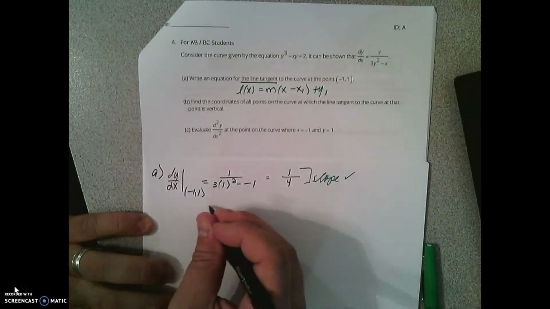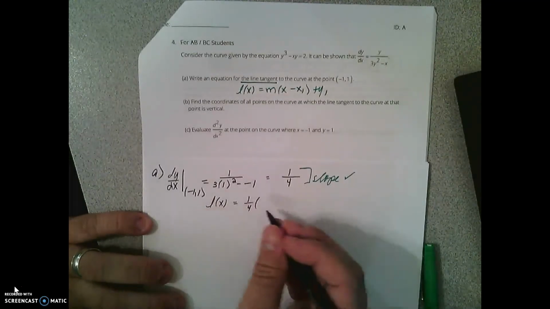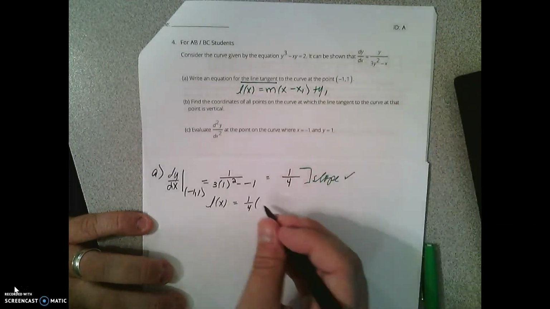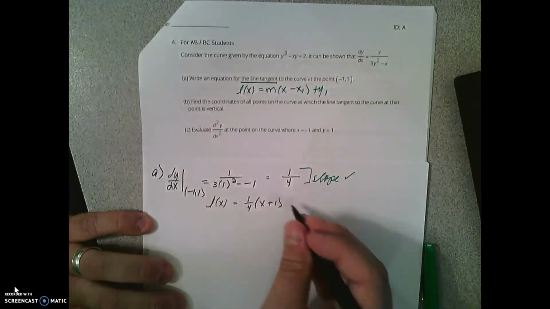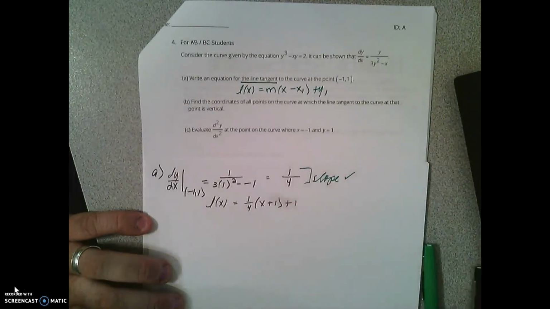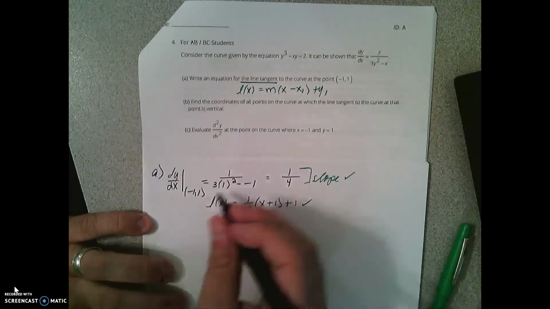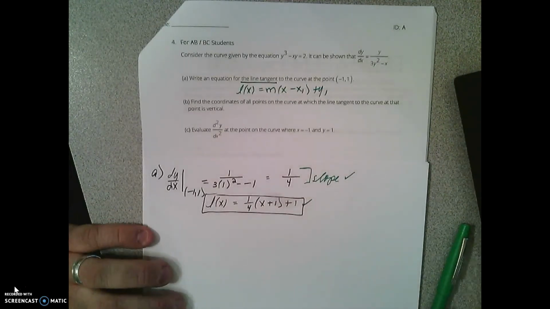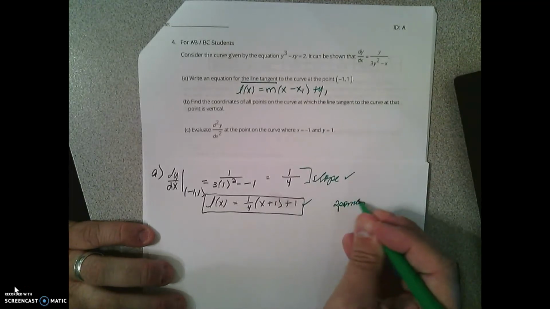To write the equation of the tangent line, we're going to write L(x) is equal to my slope times, the coordinates for the point are (-1, 1), so x minus -1, which means x plus 1, plus 1. That's the equation of your tangent line. That earns you the second point. Done and done. No need to do any additional work. That was a 2-point question.